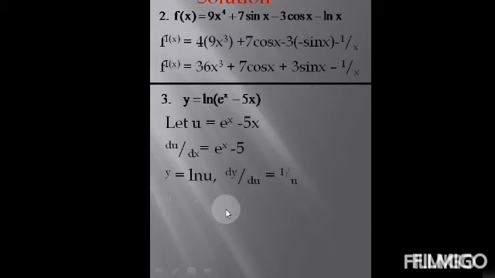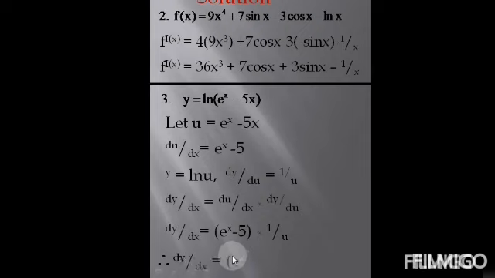Therefore, dy dx is du dx times dy du. The product of the two derivatives we calculated, this and this. So substitute in the formula, you have exponential x minus 5 times 1 over u, and u is exponential x minus 5x. Therefore, dy dx is equal to exponential x minus 5 over exponential x minus 5x.